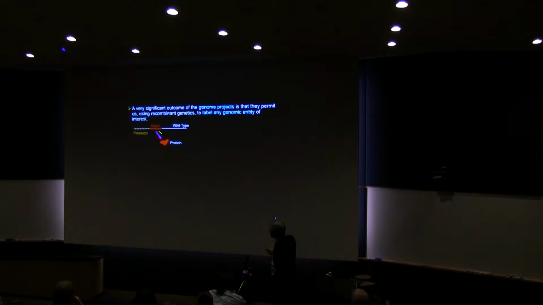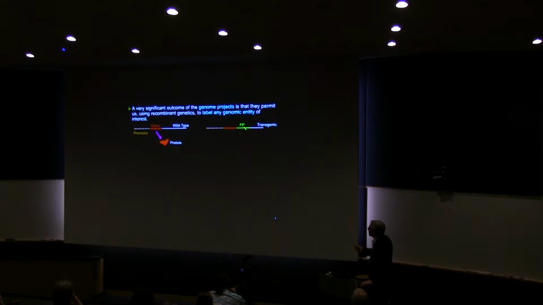The interesting thing is once you actually have the sequence of the genome, regardless of whether or not you understand what this gene does or exactly where the promoter is, you can make the following manipulation, which had been well known: you can take a coding sequence for a fluorescent protein, and using transgenic techniques, you can make a construct in which you attach or append the fluorescent protein to the gene.